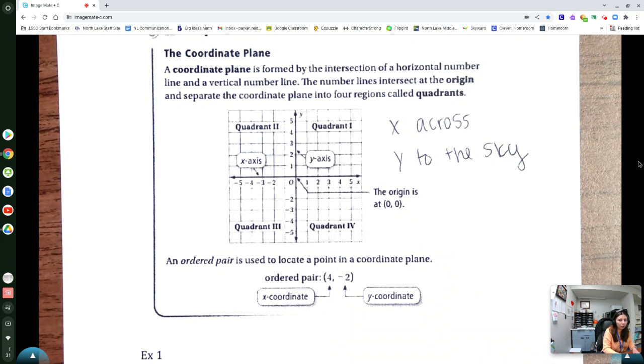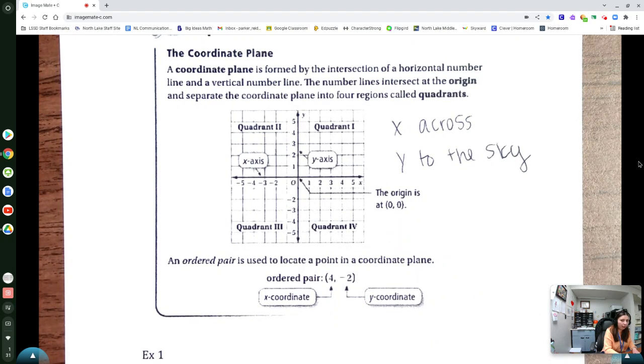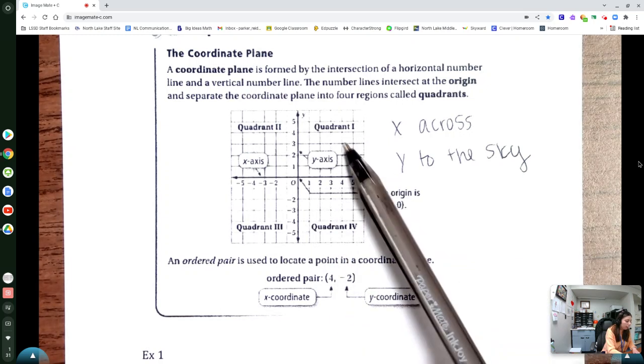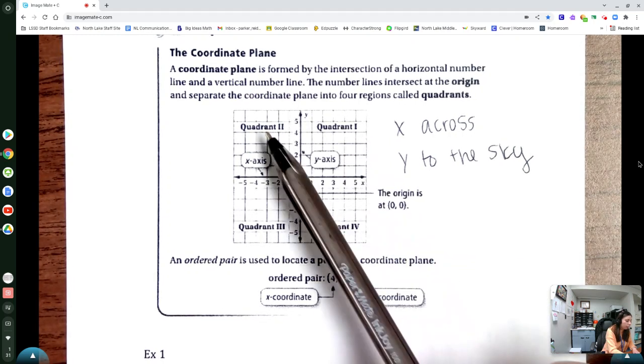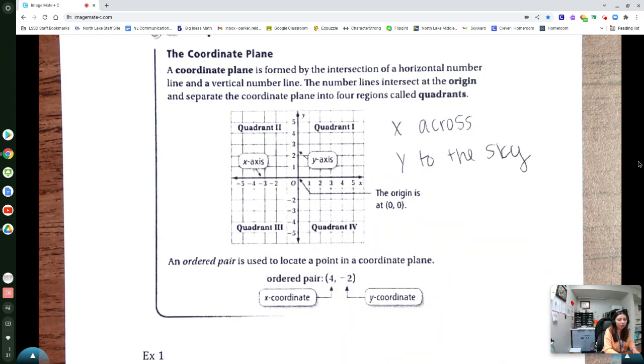The number lines intersect at the origin. In the middle, there's the origin, and the number lines separate the coordinate plane into four regions called quadrants. So there are four quadrants. Quadrant 1 is upper right. Quadrant 2 is upper left. Quadrant 3 is bottom left. Quadrant 4 is bottom right. That seems a little bit odd because it's going counterclockwise, the opposite of the way a clock moves.